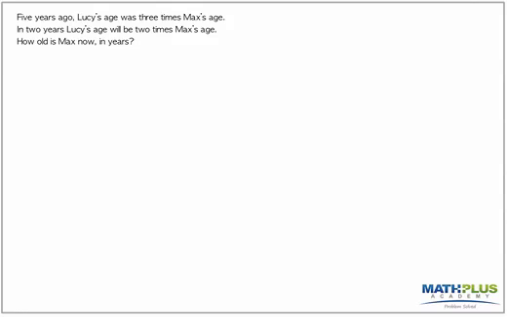So here's the problem. 5 years ago, Lucy's age was 3 times Max's age. In 2 years, Lucy's age will be 2 times Max's age. How old is Max now in years?